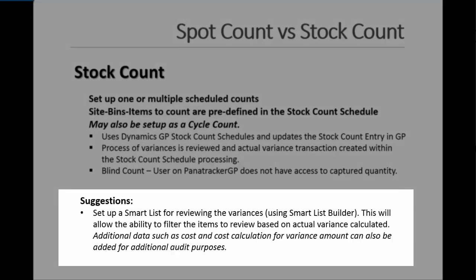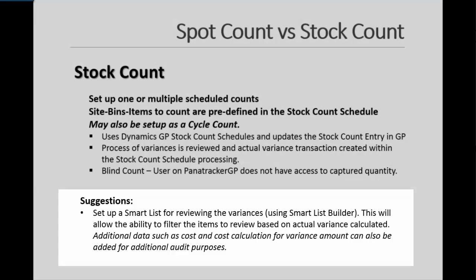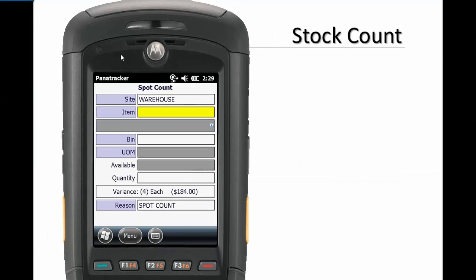We also have a few suggestions, such as creating a smart list view for your variances so that you're going to be able to review those efficiently. Many of our customers have also added the cost for a calculation to determine if it's worth going back to double check those variances and have a second count. Let's take a quick look on the handheld on how a stock count works.